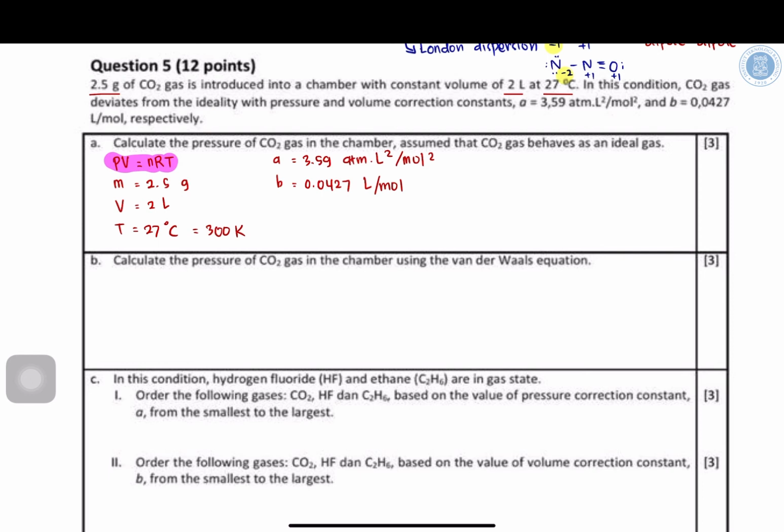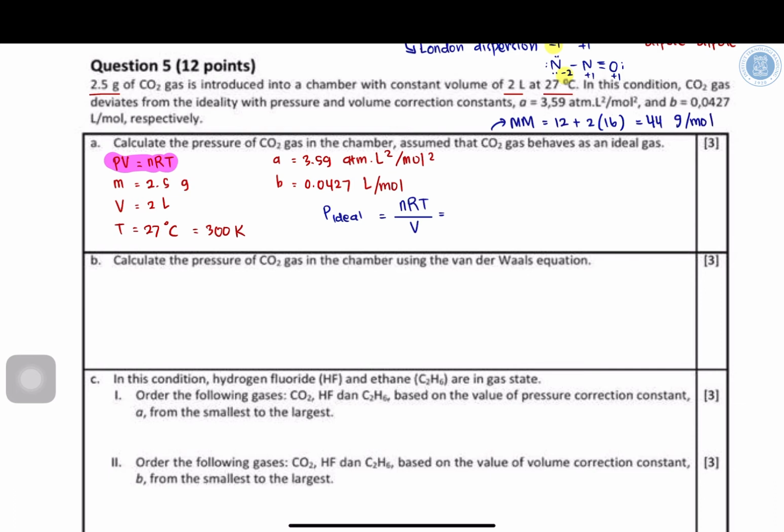So the ideal pressure can be calculated by nRT divided by volume. The mole we can calculate from mass and molar mass. The molar mass of CO2 we can calculate over here: we have carbon, which is 12, and oxygen, which is 16 gram per mole. So here we have 44 gram per mole as the molar mass of CO2.